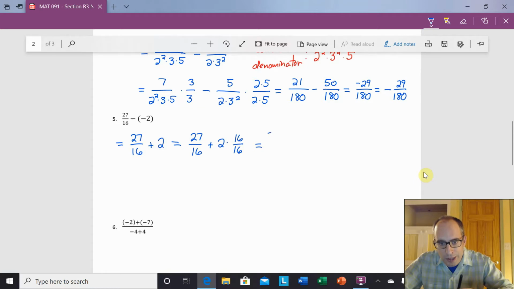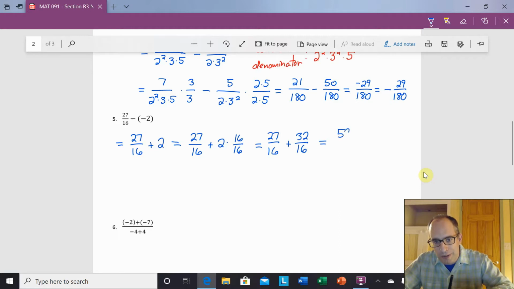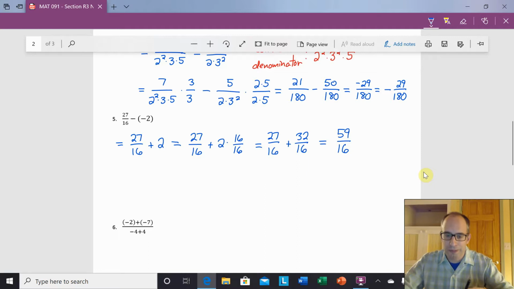And so then we're going to have 27 over 16, and then plus 32 over 16. And now that we have the common denominator, we can add the numerators together and we should get 59 over 16. All right, so not too bad, right? Like I said, it was the same concept as number 4, but easier. Look how much shorter that one is.